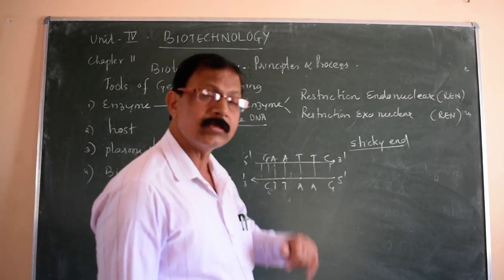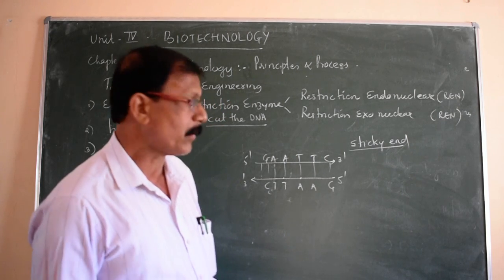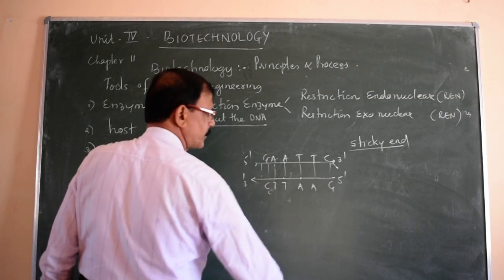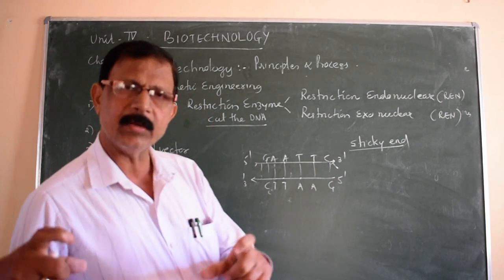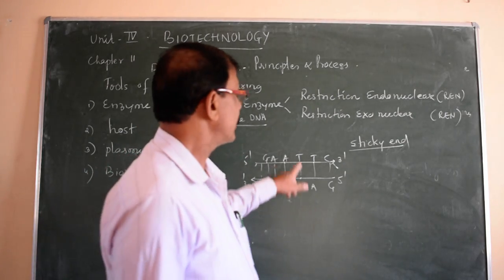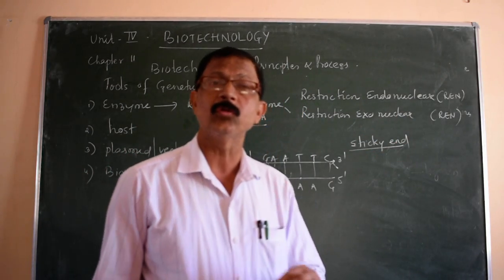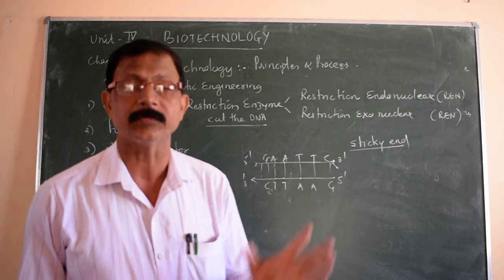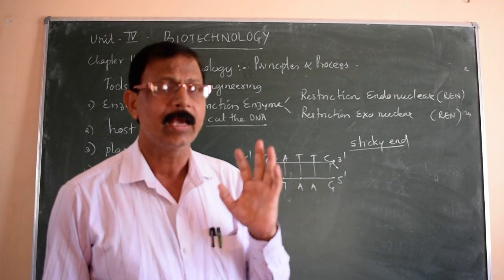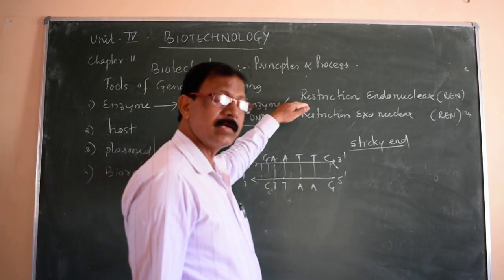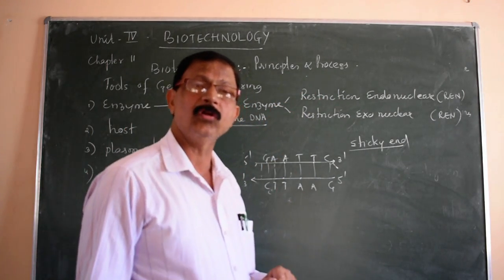But exonuclease is not like that. Exonuclease always cuts at the blunt end, the last end, and that end is called a blunt end. Generally restriction exonuclease has no more important role in biotechnology or genetic engineering. The largely used enzyme in genetic engineering is REN, that is, restriction endonuclease.